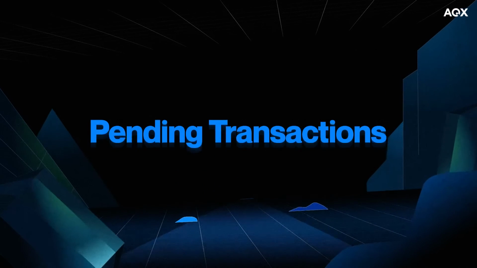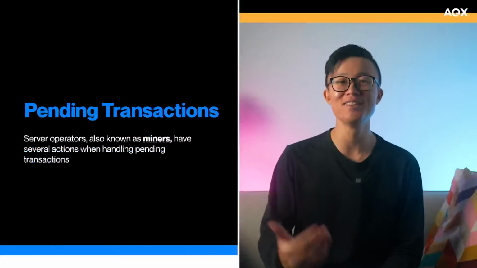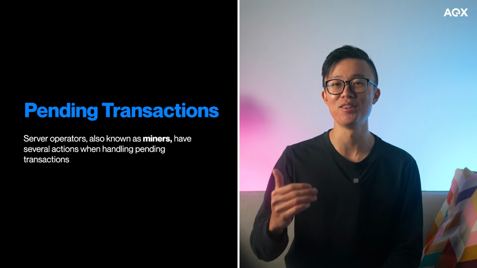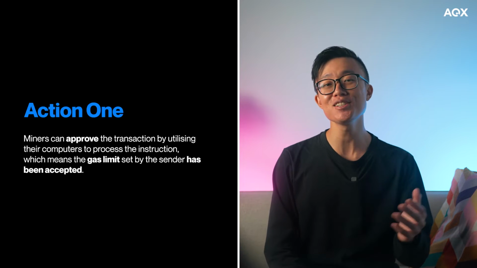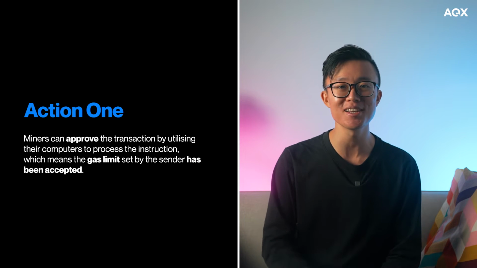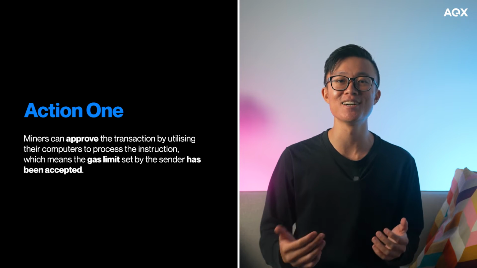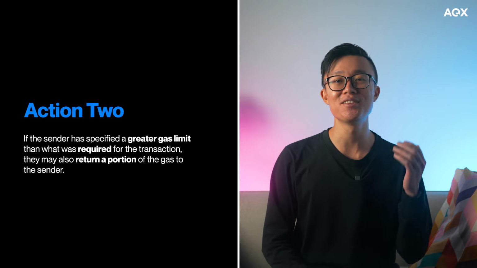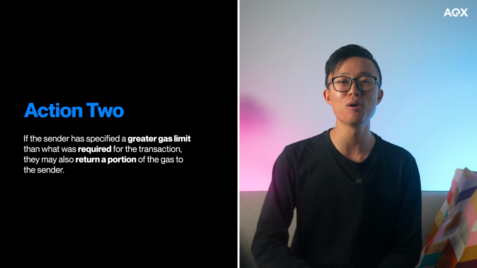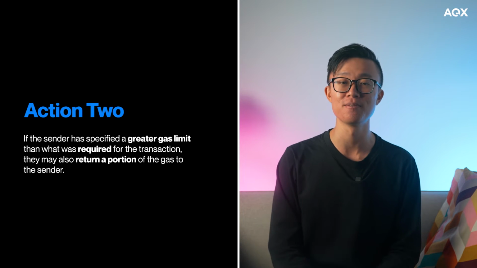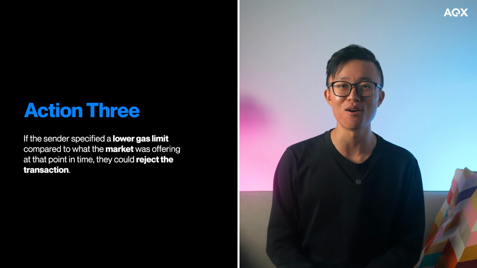Next up, pending transactions. Whenever there is a pending transaction, the server operators that handle these transactions, also referred to as miners, have several options. The first option is to approve the transaction by utilizing their computers to process the instruction, which means the gas limit set by the sender has been accepted. Secondly, if the sender specified a greater gas limit than what was required for the transaction, they may also return a portion of the gas to the sender. Lastly, if the sender specified a lower gas limit compared to what the market was offering at that point in time, they could also reject the transaction.